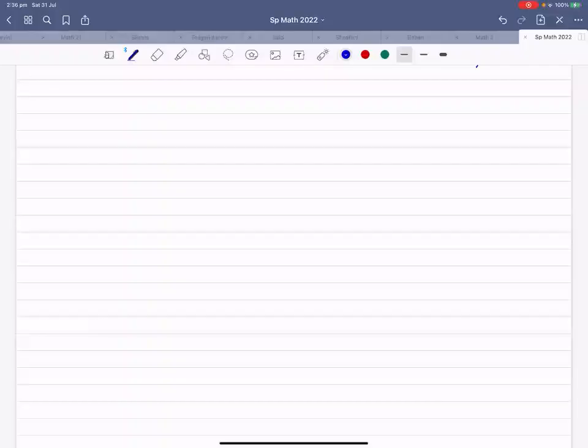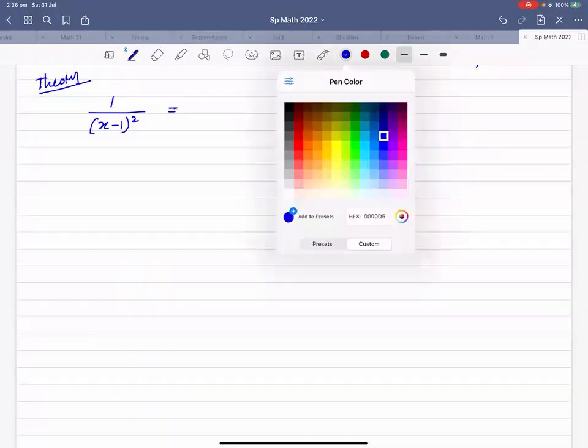Okay, so now we'll go for another example. If I have 1 divided by (x minus 1) squared, this is not an example, actually, this is a theory. So if you have that, you write this one. This is a special theory, okay? This is important.